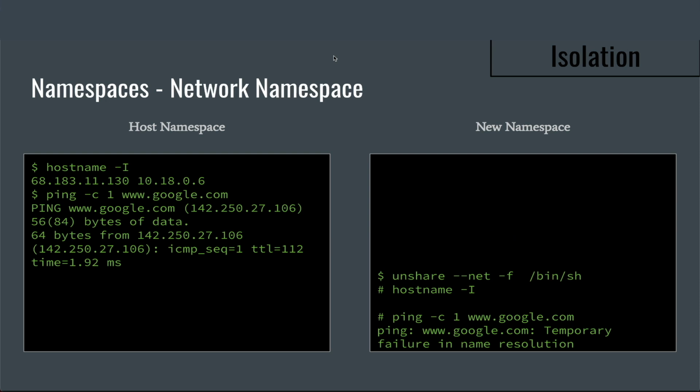In a terminal, we show the IP addresses of the system and we ping Google to prove we have network access. Starting a shell in a new net namespace in the second terminal, we can quickly see that no IP addresses are assigned and network access is not available.